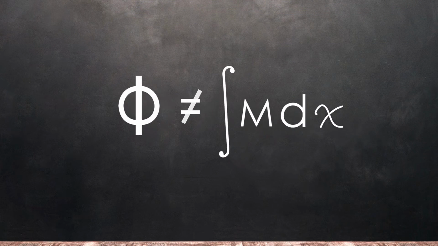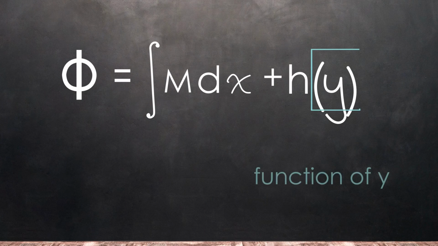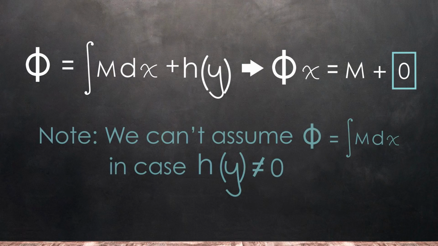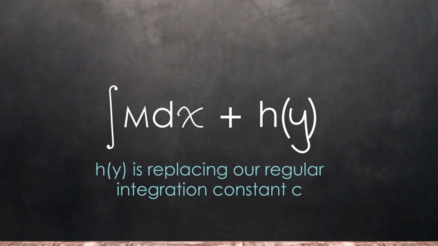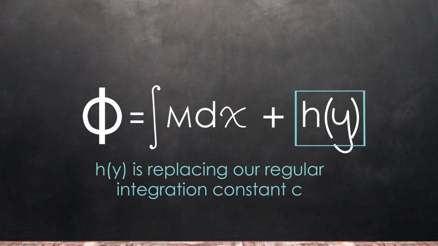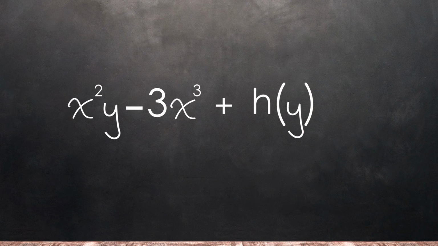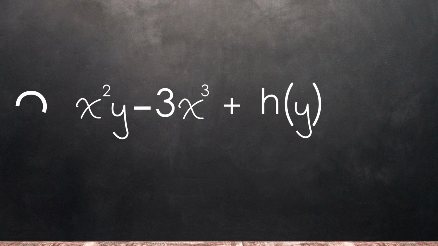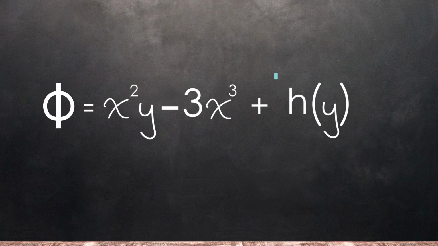If phi contained a term that's solely in terms of the variable y or a constant term, this would have gone away when taking the partial derivative with respect to x. To fix this issue, we add a term to the integral of M. In our example, the integral of M was x squared y minus 3x cubed. If we add h of y, this fixes the issue. Now we can say that this is equal to phi, and solve for h.